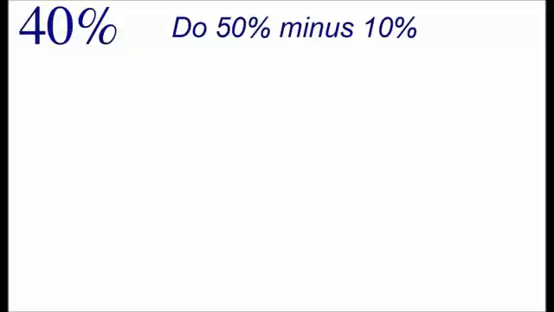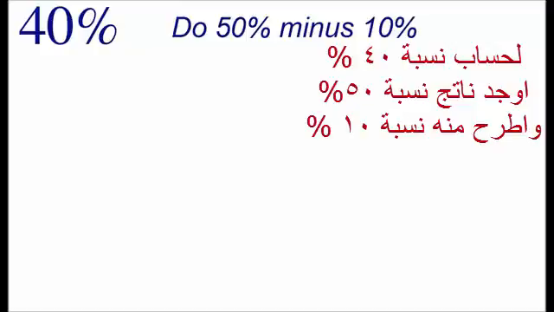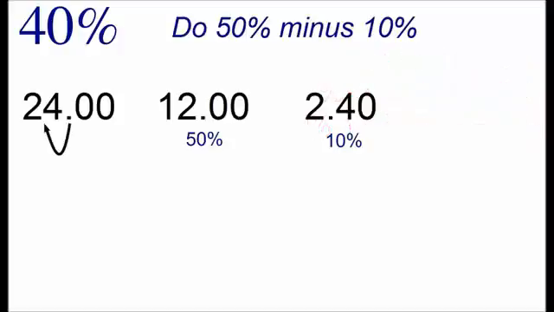For 40%, it's a very similar process. We calculate 50% and then we subtract out 10%. So our 50% and 10% are going to be the same numbers, but in our final step, to get to 40%, we subtract the two. So we get that 9.6 is 40% of 24.